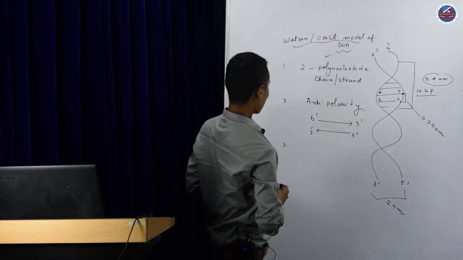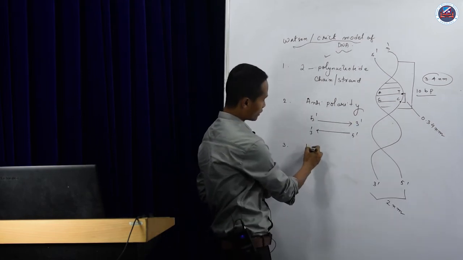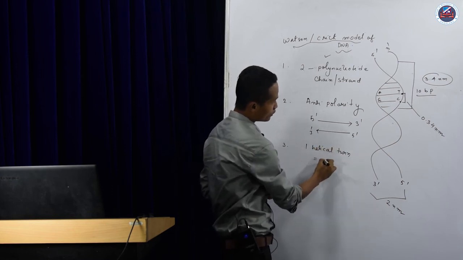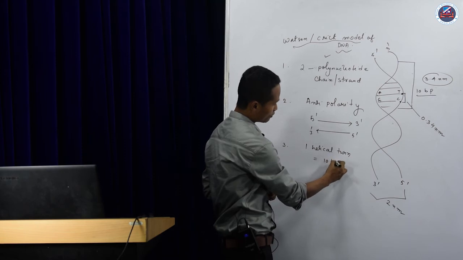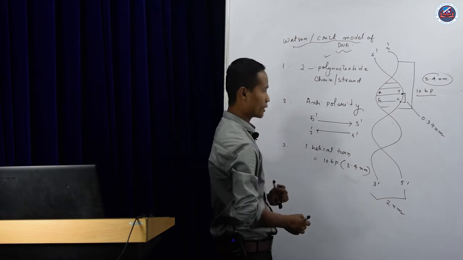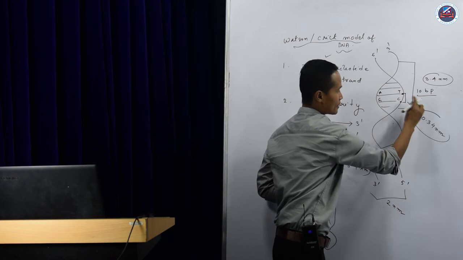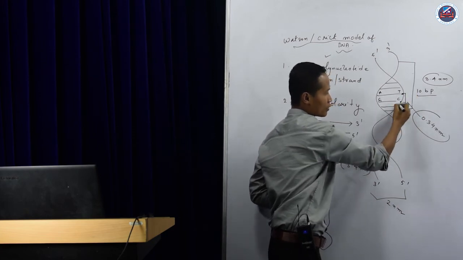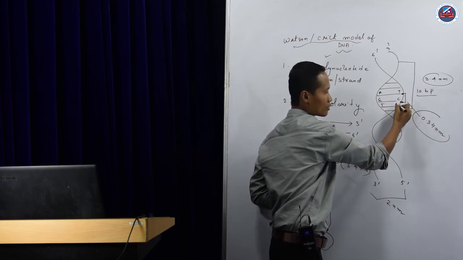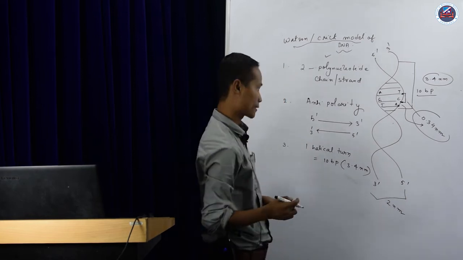Now this is the third point, let me write it here: one helical turn is equal to 10 base pairs, it is 3.4 nanometer, and the distance between two consecutive base pairs is the distance between these two. It can be between these two also. Say T and A. Between these two also, the distance will be 0.34 nanometer.